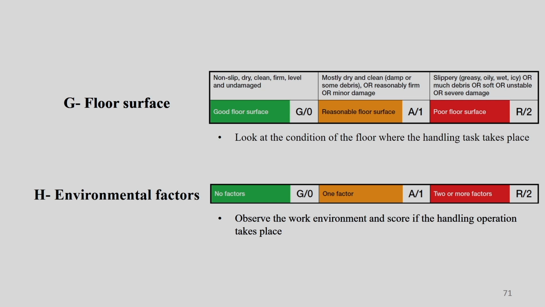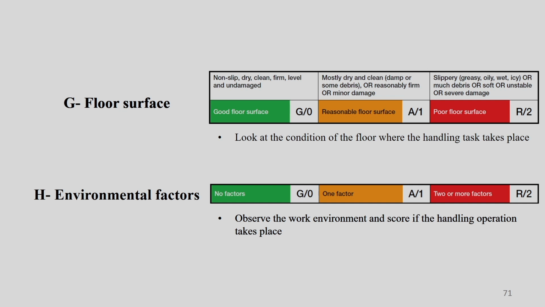Because if you are standing and doing the job and the floor surface is not comfortable for you to work, then what will happen? There will be a chance to fall, right. So look at the condition of the floor where the handling tasks take place, exactly where it is happening. If there are no slippery things, and it is dry, clean, firm, level and undamaged, for all such cases you can give good floor surface. Green, and the value is 0.